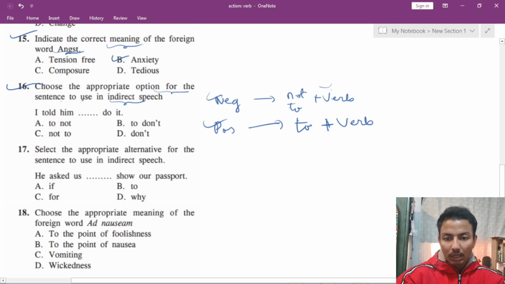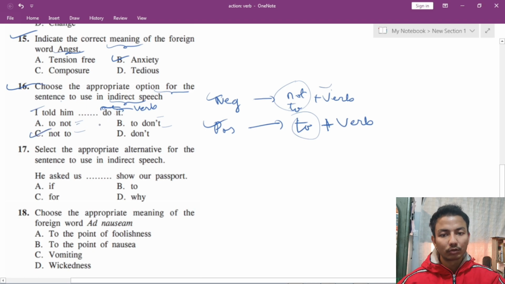Okay, I told him dash do it. So let us look into the options. So here, do is the main verb. Okay, do it is the verb. So before this verb, either not to will come or to alone will come. So just by looking at the options, we can see there is no option where there is only to. But there is not to, this one, not to do it.